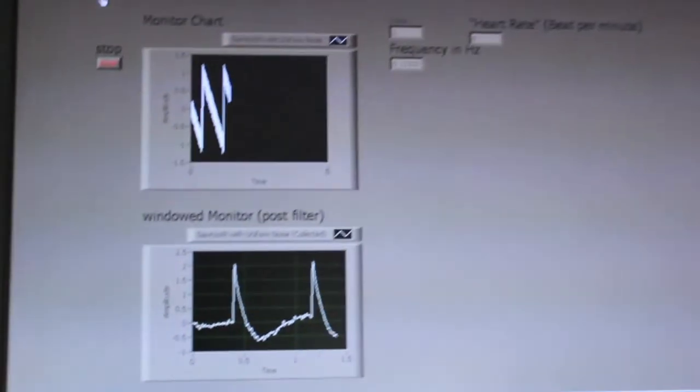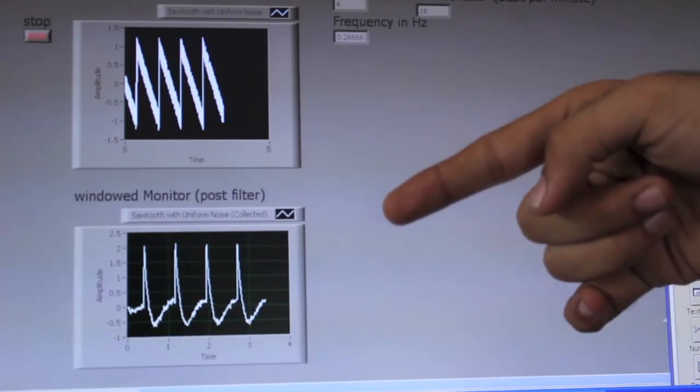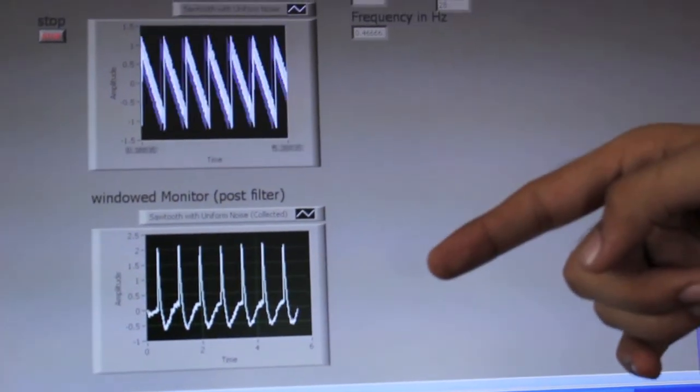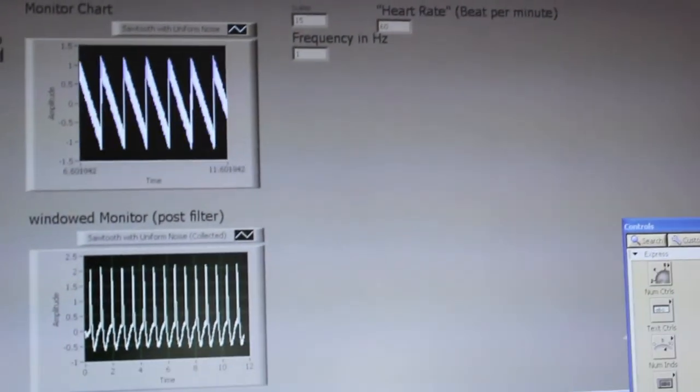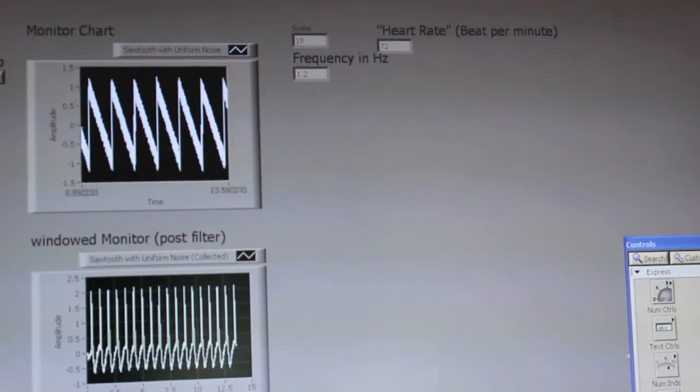Now let me put this VI into run mode, where we get the clear chart of the heart rate, the windowed monitors, the parameters of the heart, and the heart rate, which will be integrated and set into the final value, which may be between 80 or 76.